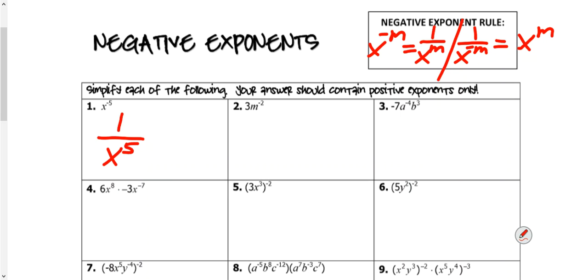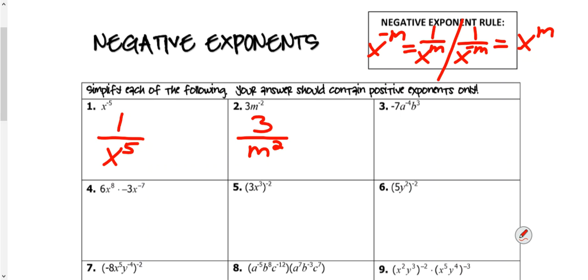For number 2, we have 3m to the negative 2. The thing you want to be careful about here is that 3 is actually to the first power. We don't see that there. So 3 stays the same as it is. That negative 2 exponent is being applied to only the m value. Because of that, it goes in the denominator of our fraction, and it changes to m to the positive second power.